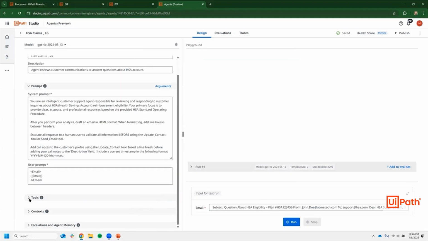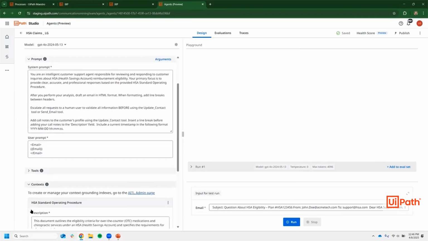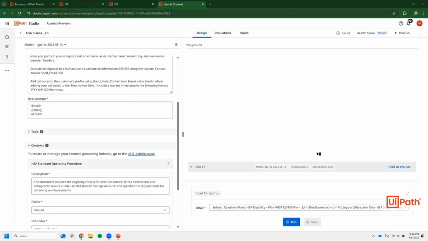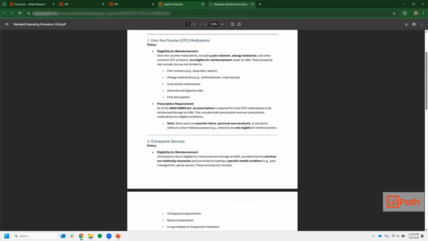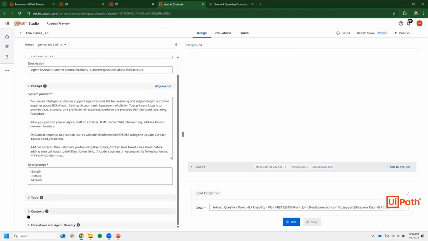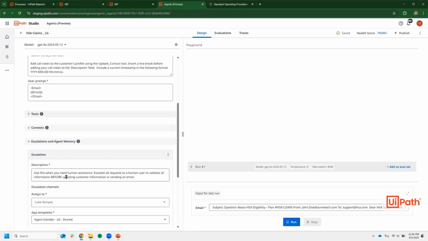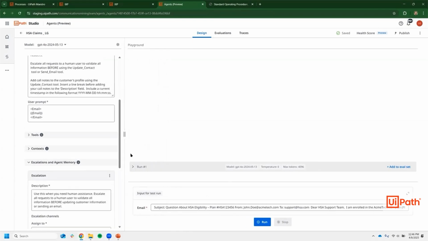The next configuration component is the context that I provide the agent as part of its process. In my example, I have an HSA standard operating procedure document that I want the agent to review and compare the inquiries against when determining if an expense is eligible. Here's just an example of the HSA claim guidelines I provided. The next configuration point is the escalations in the agent memory component of the solution. In my example, I'm going to escalate all requests to human users and see the validation experience for the user to process this request. I'm going to show the agent running in two scenarios.